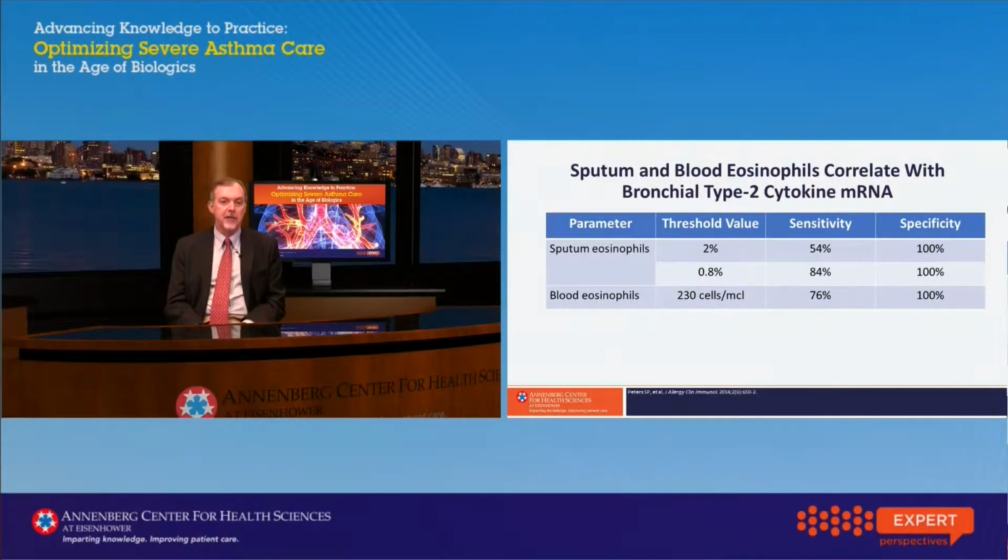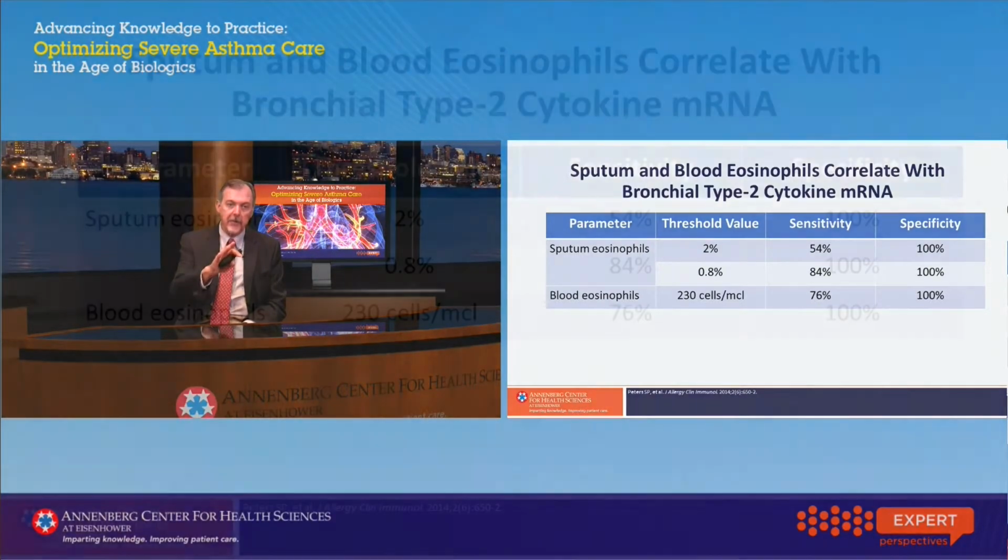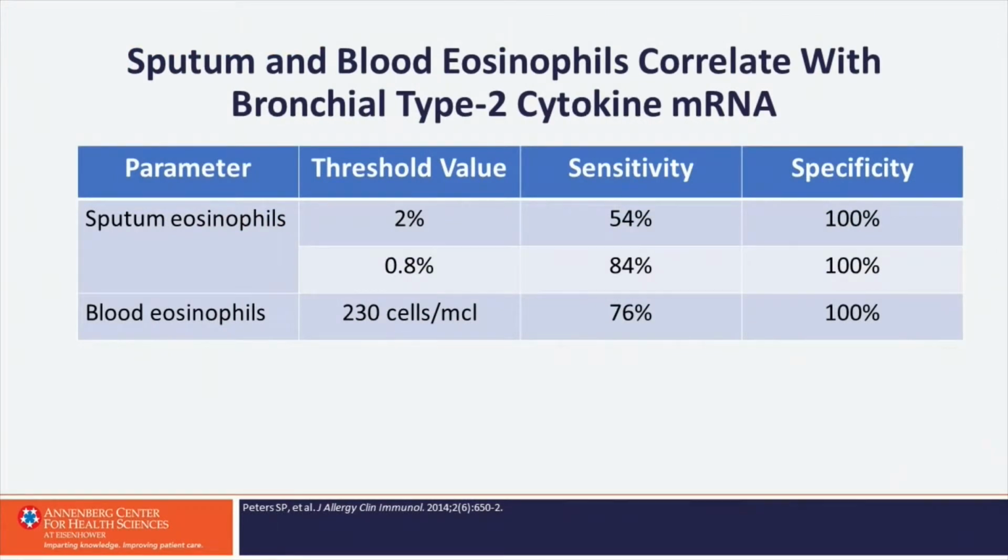When we talk about understanding how blood eosinophils and sputum eosinophils come into play regarding the evaluation of the severe asthmatic, it's important to understand what kind of threshold we are going to use. So we're going to look at the parameter, either sputum or blood eosinophils. We're going to look at different threshold values, the derived sensitivity of using that threshold, and finally the specificity.